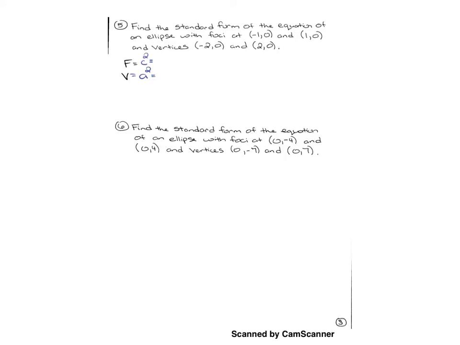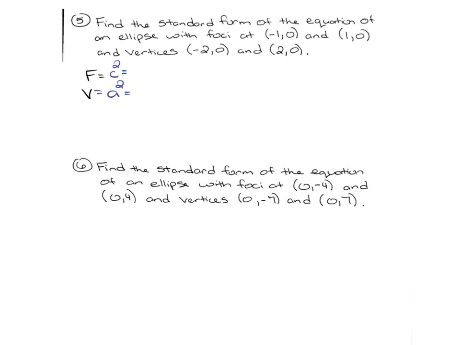All right, let's look at number 5. It says find the standard form of the equation of an ellipse with foci at -1, 0, and 1, 0, and the vertices at -2, 0, and 2, 0. Vertices are going to represent your a's, and the foci are going to represent your c. So we don't actually know what our b is right now.